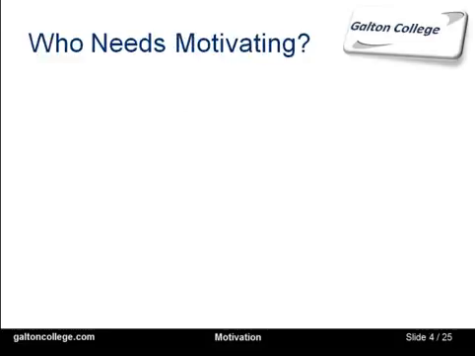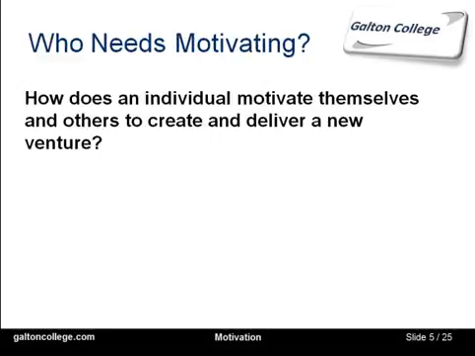So who needs motivating? How does an individual motivate themselves and others to create and deliver a new venture? This is in the context of entrepreneurship. What is it that motivates? Is it money? Is it power? Is it social standing? Is it self-gratification, that they feel happy in themselves? I mean, what is it that drives people?